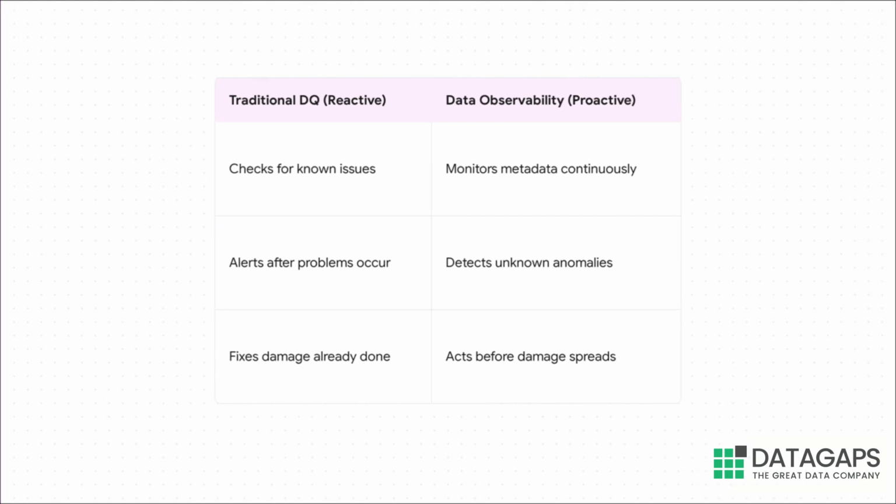Traditional monitoring is totally reactive. It looks for problems we already know about, and it alerts us after the damage is done. Data observability, on the other hand, is proactive. It's continuously monitoring the system's metadata so it can detect these unknown anomalies before they can spread. It is the difference between cleaning up a huge mess and preventing it from ever happening in the first place.